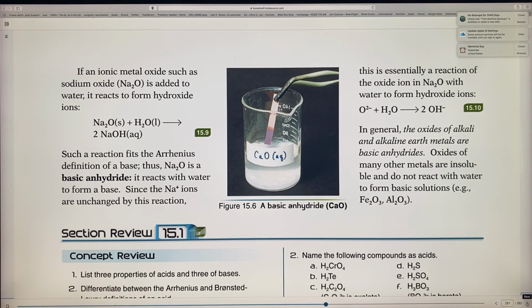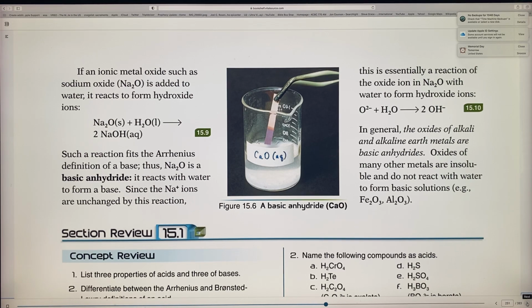So here's an ionic metal oxide, sodium oxide, and it's added to water. It reacts to form sodium hydroxide. So we have sodium oxide here. It's an anhydride, reacting with water to form hydroxide ions. Here's the OH, meaning hydroxide. So here's a basic picture of an anhydride. This is calcium oxide. As it's reacting, you see how it's turning a color here.